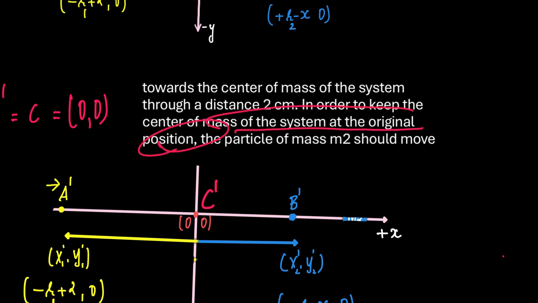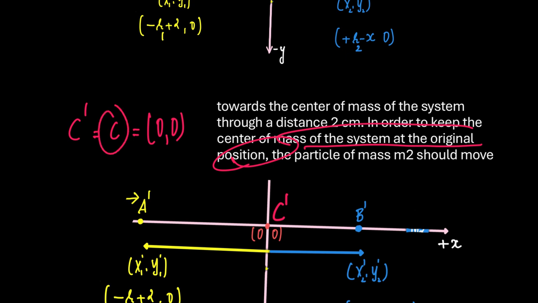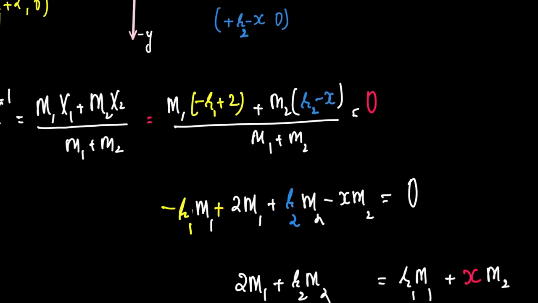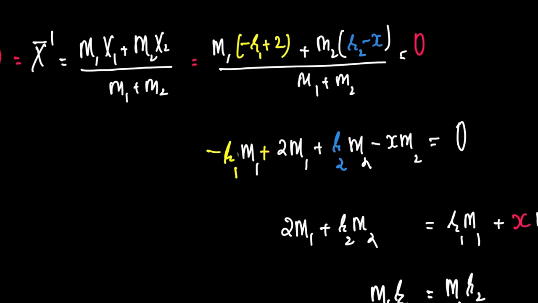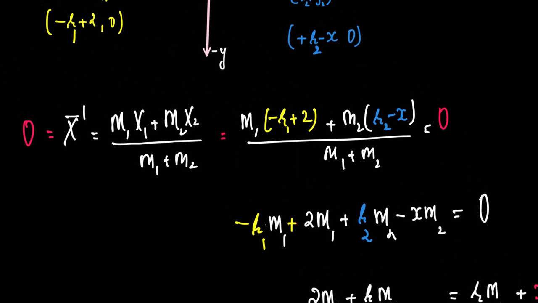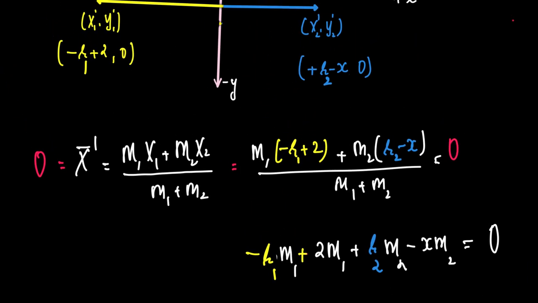And what is the original position? The original position is C. What is C? Origin 0, 0. So C dash, which is the new position, and C, which is the original position, both of them are equal to 0, 0. Therefore, x bar, y bar, both cases are equal to 0. So I can equate x bar is equal to m1 x1 plus m2 x2 by m1 plus m2. x1 here is, from the graph, minus r1 plus 2. x2 here is r2 minus x.